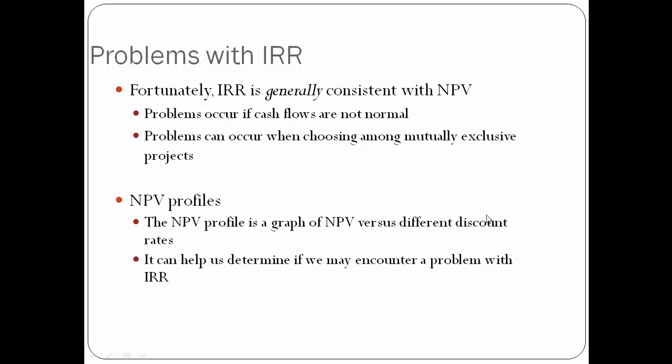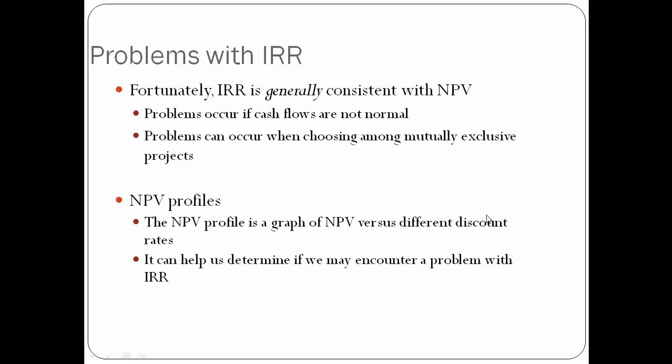In the last video, we mentioned that IRR is generally consistent with NPV. So when we have a single normal project, NPV will be greater than 0 when the IRR is greater than the cost of capital, and NPV will be negative when the IRR is lower than the cost of capital. So in that sense, NPV criteria and IRR criteria can be quite consistent.